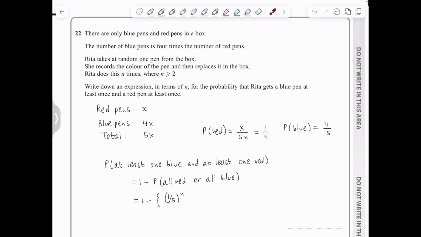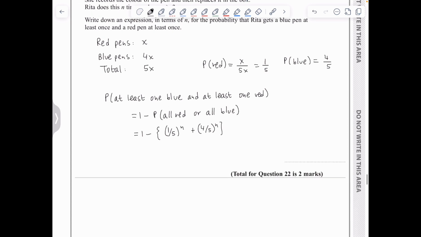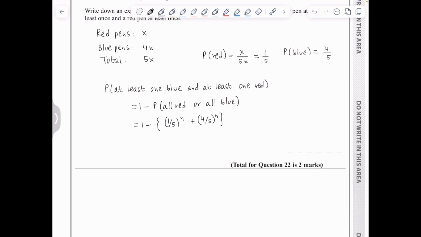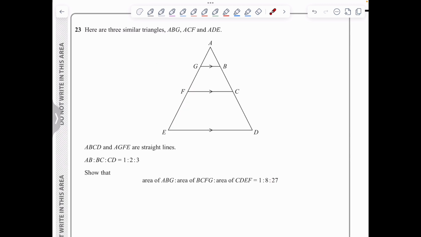And the probability that all of them are blue is 4/5 raised to the power of n. I've got n identical draws. Each time the probability is 1/5 and 4/5 respectively. So this expression here simplifies to 1 minus 1/5 to the power of n minus 4/5 to the power of n. In 23, we've got 3 similar triangles, ABG, ACF, and ADE.